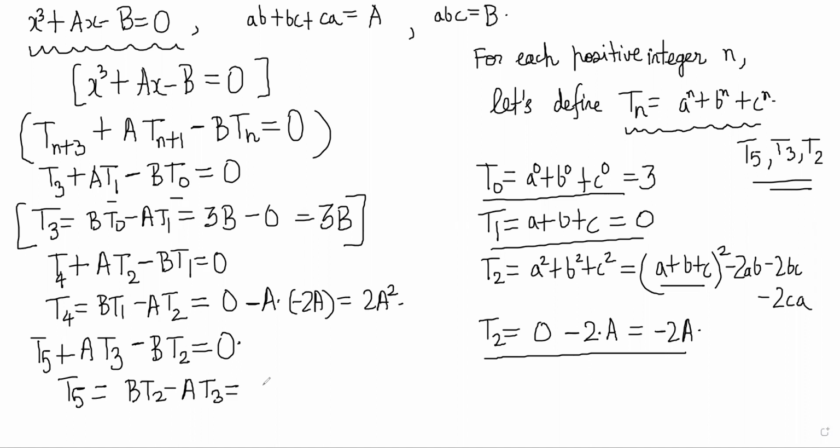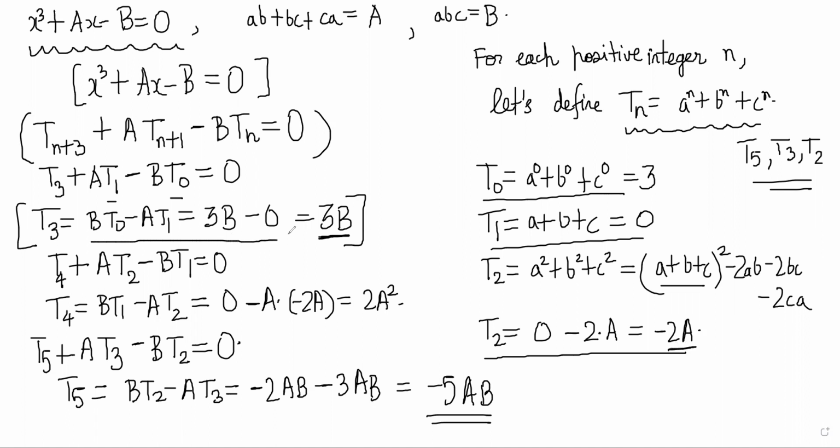What is B T2? T2 was equal to minus 2A. So it is becoming minus 2AB. And minus A into T3. T3 was 3B. So minus A into T3 is becoming minus 3AB. So this is minus 5AB. Right? So we have T5 is equal to minus 5AB, T2 is equal to minus 2A, and T3 is equal to 3B. Right? So now the result follows very easily.